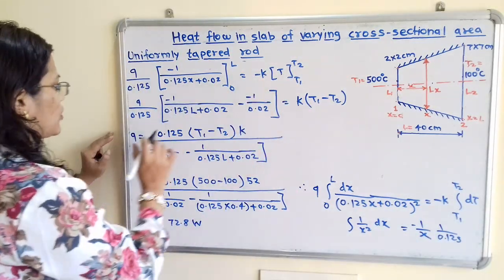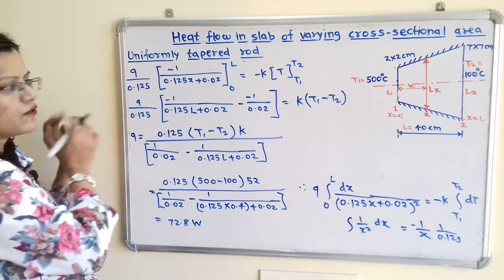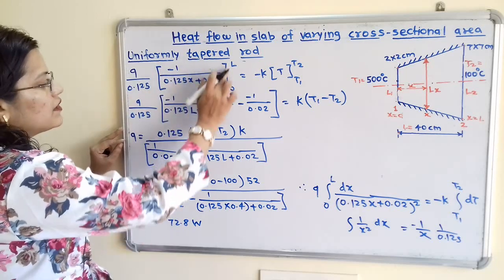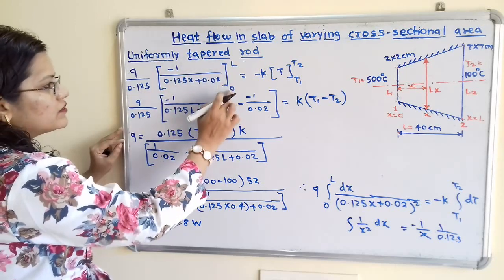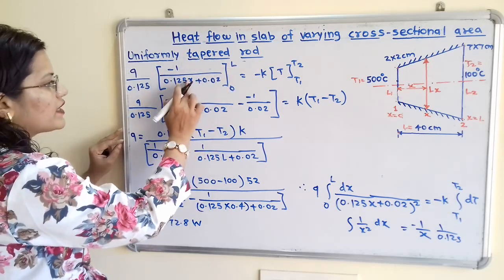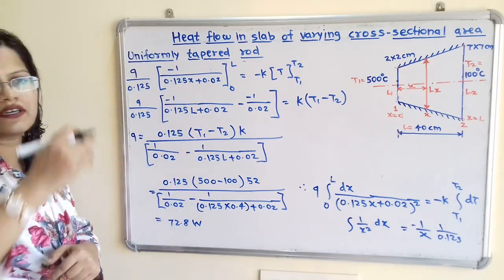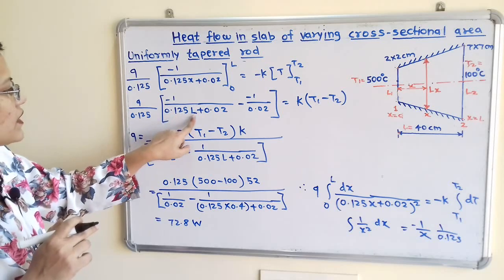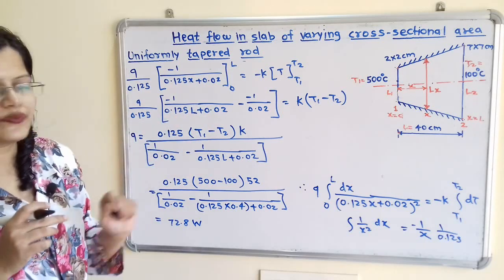Now again we will solve this. So these constants we have to write as it is outside the bracket. Now for this bracket, the limits are 0 to L. So instead of variable x we have to put here L. So what is the answer? Minus 1 divided by 0.125L plus 0.02.